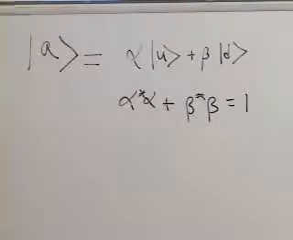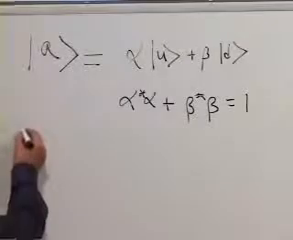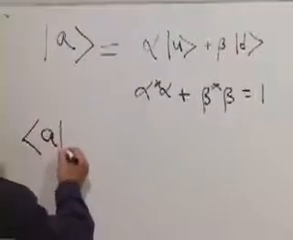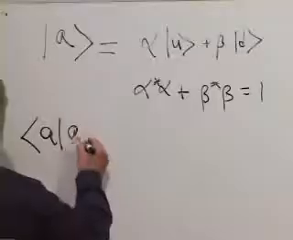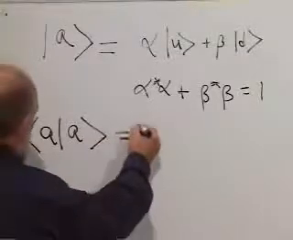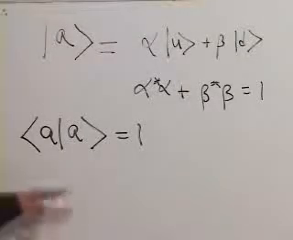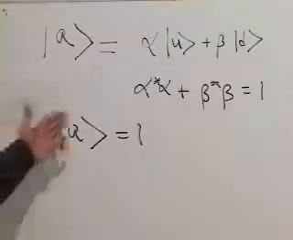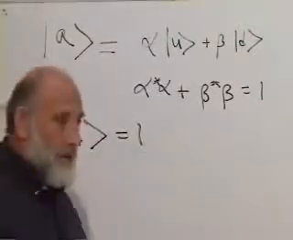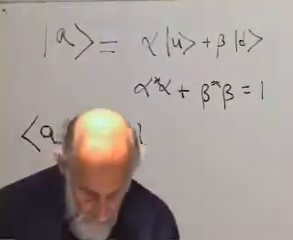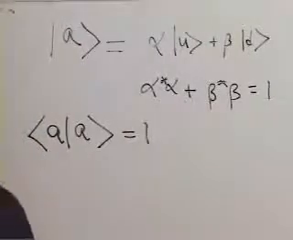All right, there's another way to rewrite the same equation. It's that the inner product of a real state with itself is just equal to 1. That is equal to alpha star alpha plus beta star beta. And so this is the abstract way of writing that the total probability adds up to 1. So states, state vectors, are normalized.